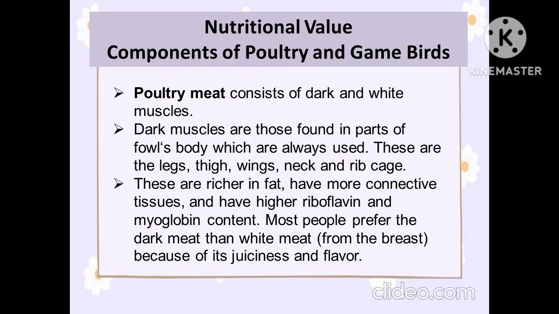Poultry meat consists of dark and white muscles. Dark muscles are those found in parts of fowl bodies which are always used. These are the legs, thigh, wings, neck, and rib cage. These are higher in fat, have more connective tissues, and have higher riboflavin and myoglobin content. Most people prefer dark meat over white meat from the breast because of its juiciness and flavor.